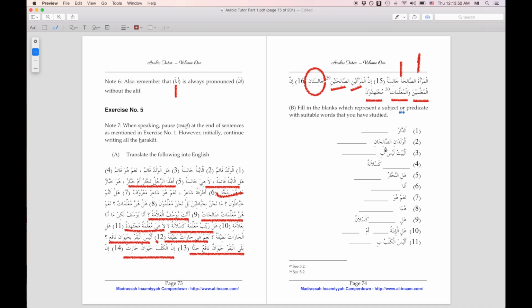Al-waladani as-salihani, so both of these are subject. Al-waladani as-salihani jalisatani, the two pious boys are sitting. Number 3, al-baitu laysa bikabirin, the house is not big.